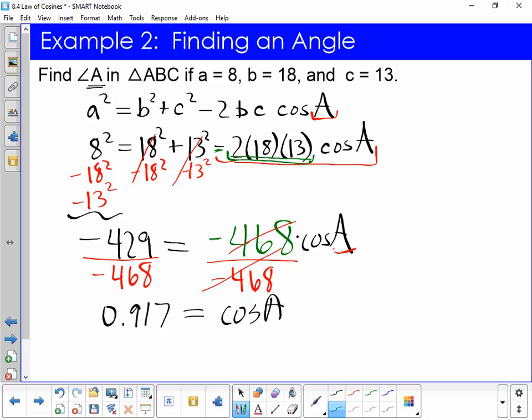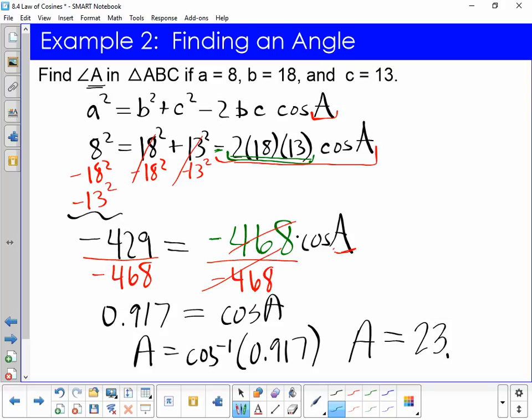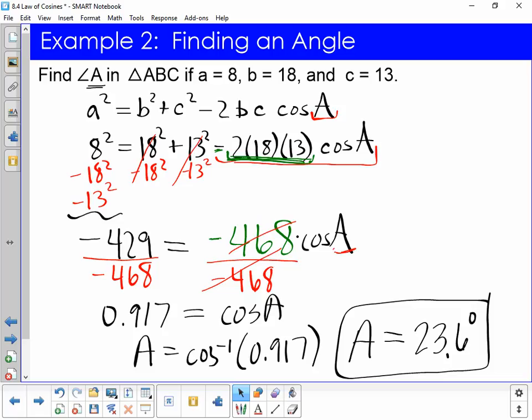So let's see. If we take the inverse cosine, let me write this down. A is equal to the inverse cosine of 0.917. That means that we can find angle A, and it is 23.6 degrees. So we have found our angle A. Again, be careful in this area with not combining too many things at once. And I think we'll practice that again.